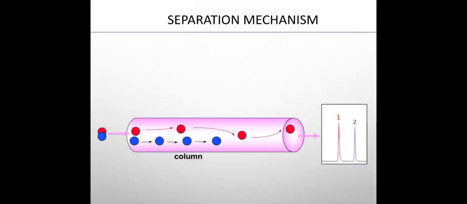Now we want to learn the separation mechanism of HPLC. In this diagram, we see the mixture. This mixture is introduced into the column. That column is packed with the stationary phase and the driving force is the mobile phase. They are separated due to the different affinity of the analyte to the stationary phase. The less affinity compound is eluted first, and the more affinity compound is eluted second, as shown in the diagram.